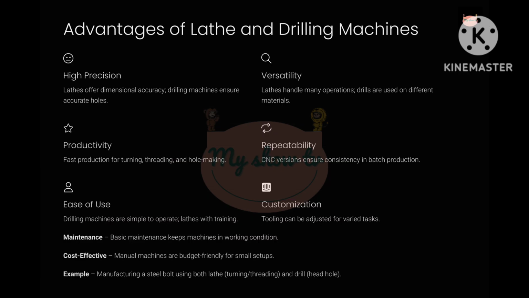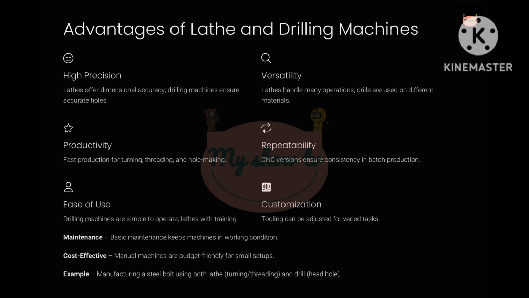Slide 6. Advantages of lathe and drilling machines. Let's now understand what makes these machines so important in workshops. 1. High precision. Lathes can produce fine surface finishes and dimensions. Drills make accurate holes with proper setups. 2. Versatility, especially for lathes, which can turn, drill, cut, and more. Drills can also be adapted with attachments. 3. Productivity. Speed and ease of operation increase output, especially in repeated jobs. 4. Repeatability. CNC versions can produce exact replicas with minimal error.